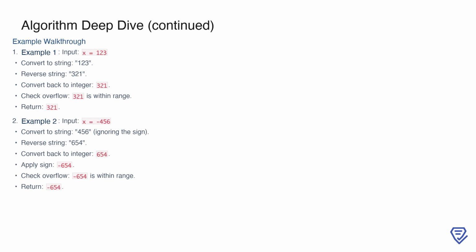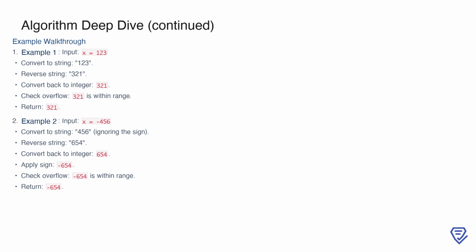Consider the input x equals 123. First, we convert it to a string, resulting in "123". Then, we reverse the string, which gives "321". After that, we convert the reversed string back into an integer, resulting in 321. We check if this value is within the valid 32-bit range, which it is, so we return 321.